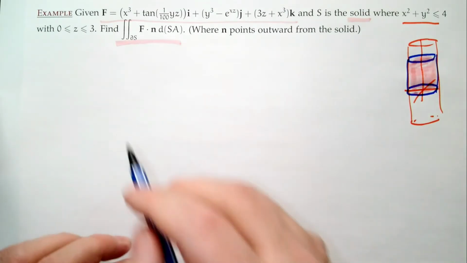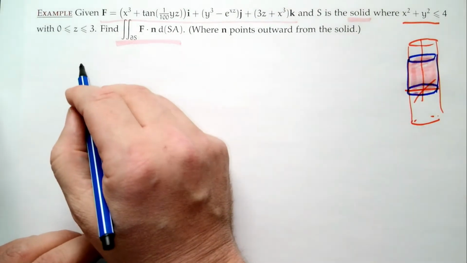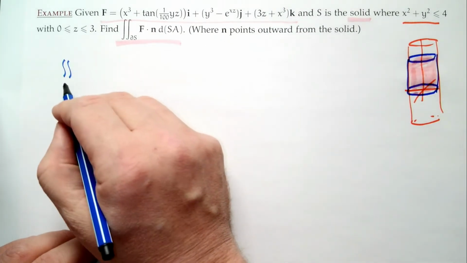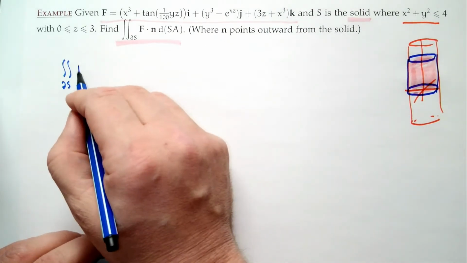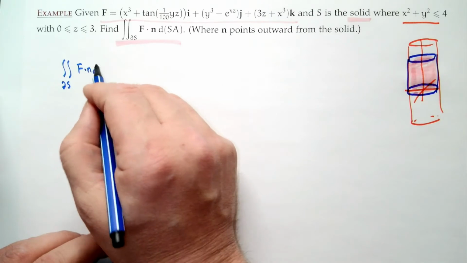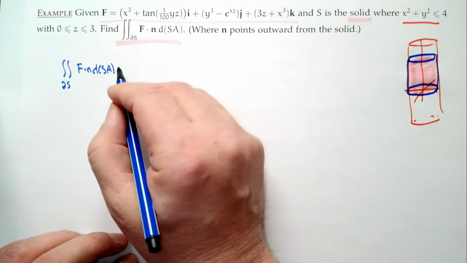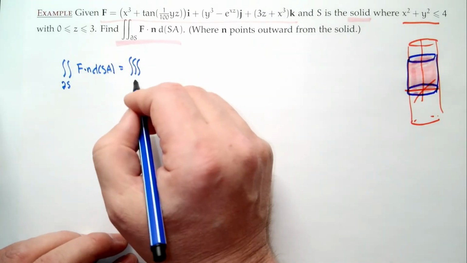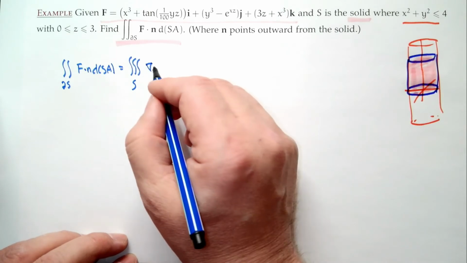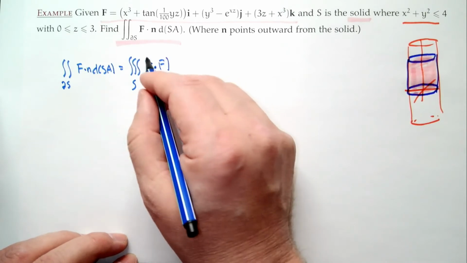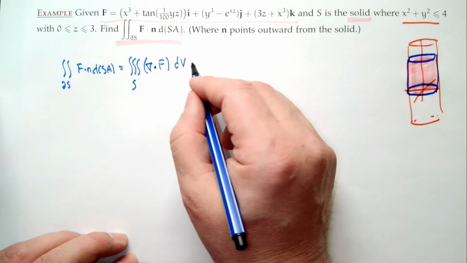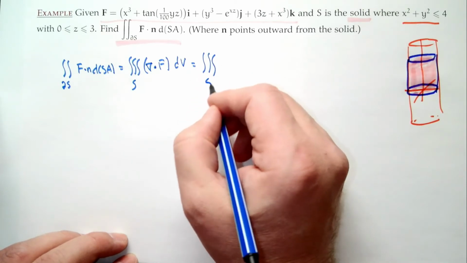All right, so according to the divergence theorem, we take the integral on the boundary of f dot n dS. That becomes the integral over the whole solid of the divergence of f, or if you like, del dot f dV. So let's take our divergence.